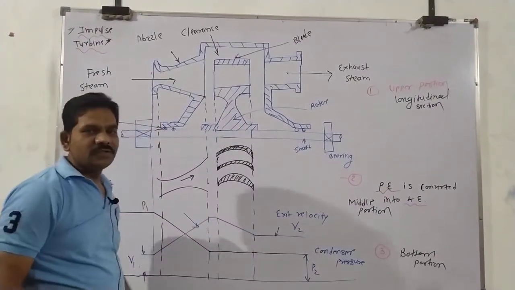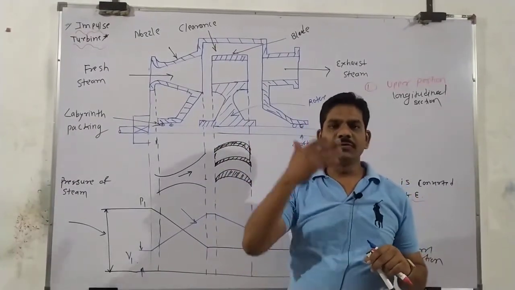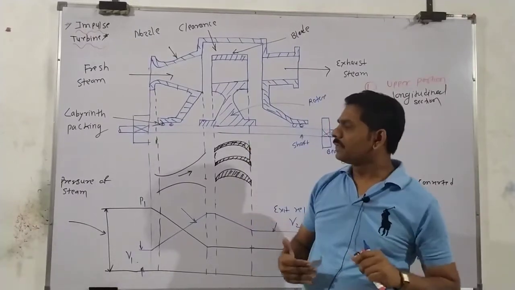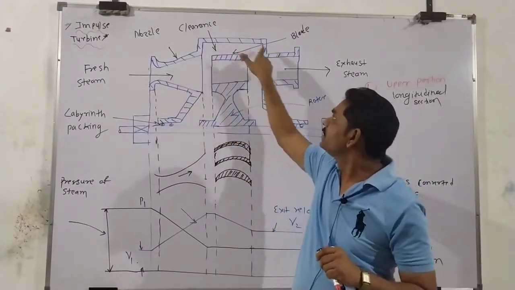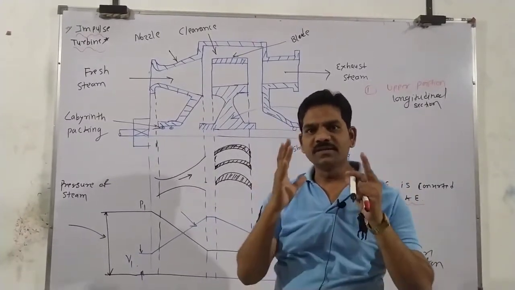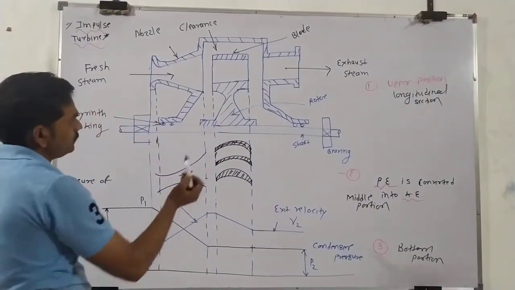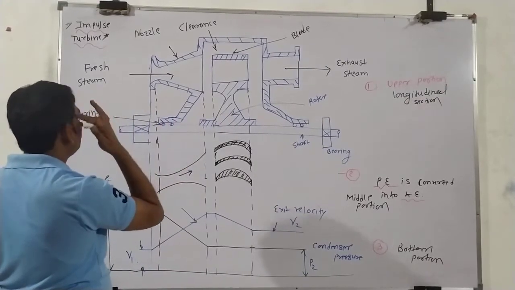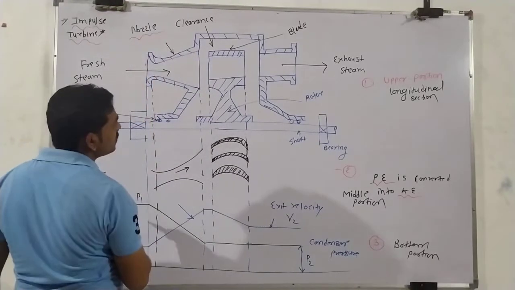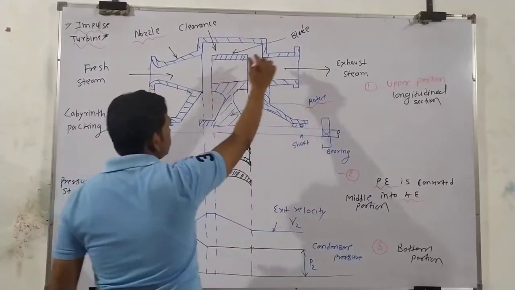The upper portion is the longitudinal section of the impulse turbine. Longitudinal means a parallel cut; we have to cut the turbine. If you observe these hatching lines, these are the section lines of a simple impulse turbine. In the upper portion, this is the nozzle. Then this is called the rotor, and on the rotor the blades are connected.